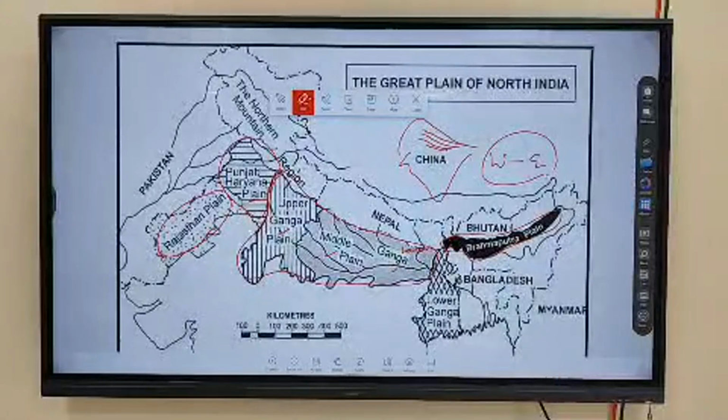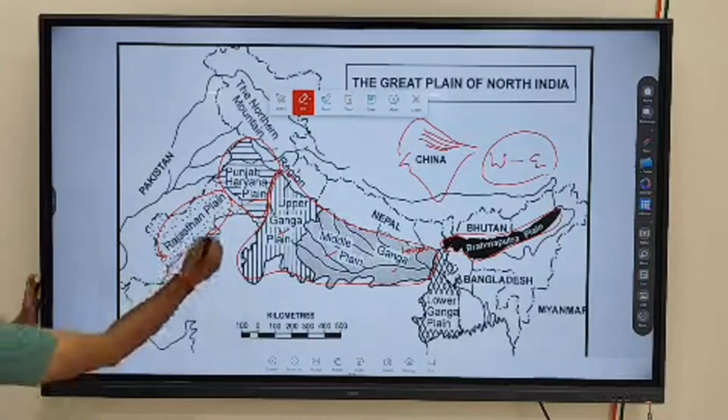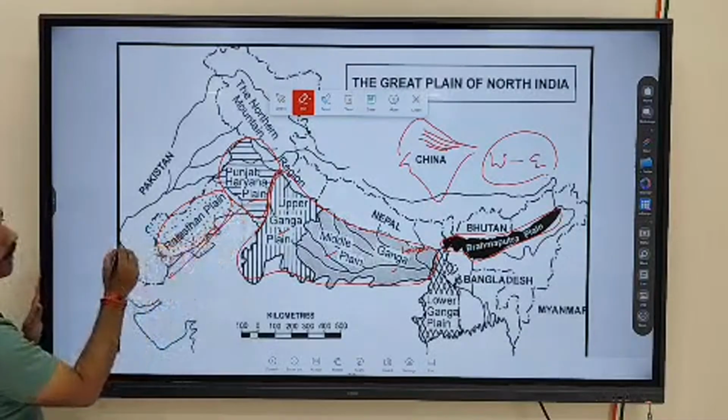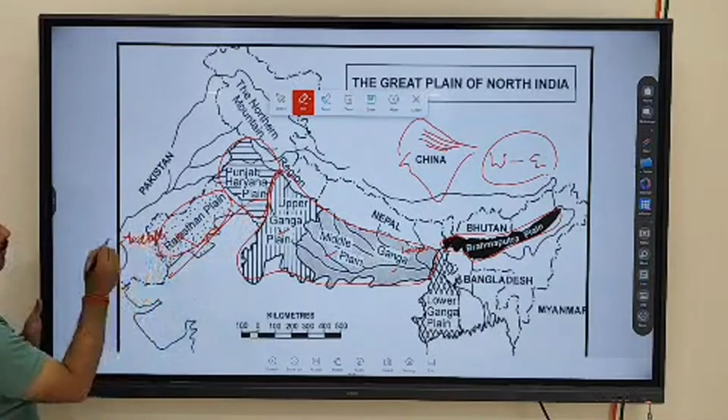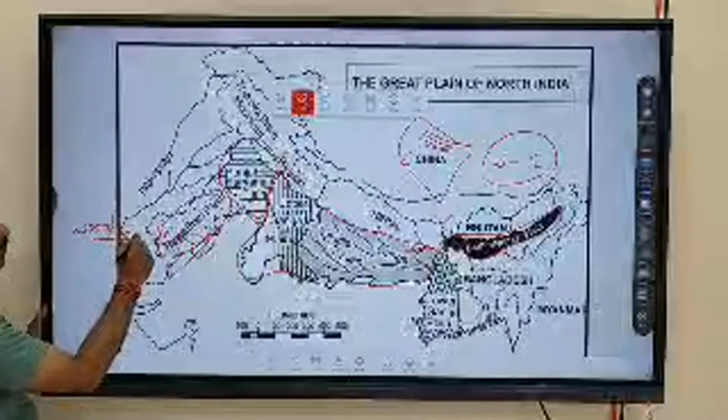The first type of plain that you are seeing is the Rajasthan plain. So what is the Rajasthan plain? As we discussed, these plains are found on the western side of the Aravallis. These plains are found to the west of the Aravalli region.